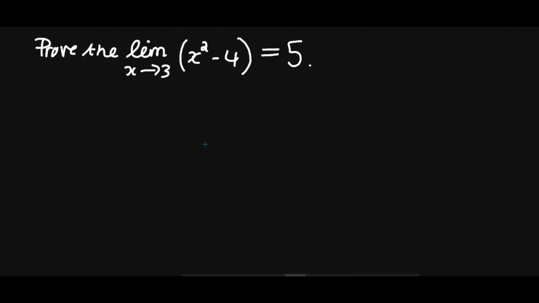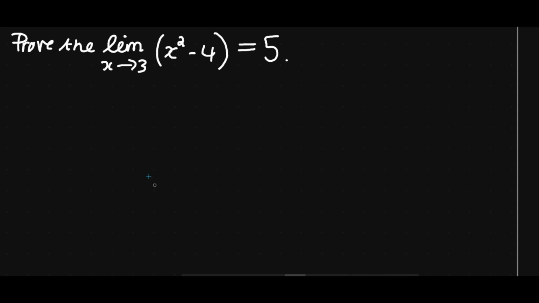Hello everybody, today we are going to be proving that the limit as x approaches 3 of the function x squared minus 4 equals 5. To do this we're going to have to know a definition, so let's write this down. We're going to be doing this today using something called the Epsilon-Delta definition of a limit. So let's write this down for you to see.